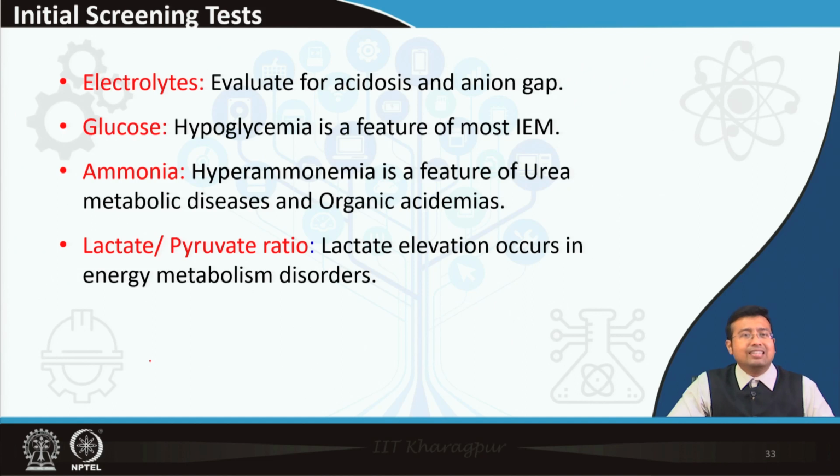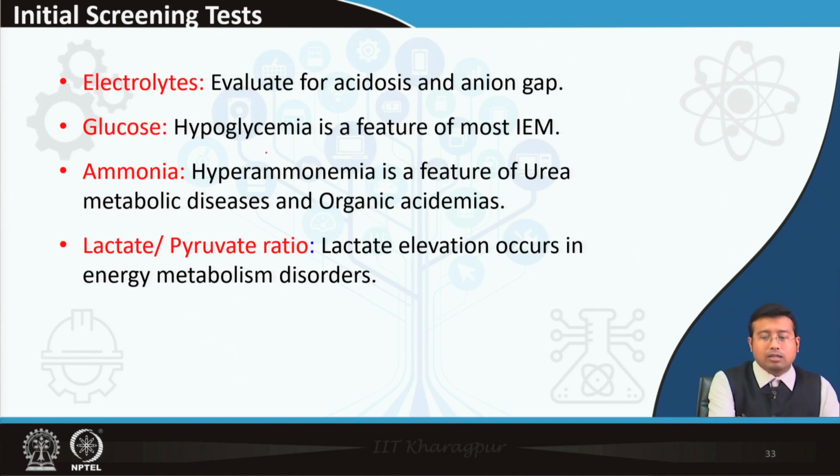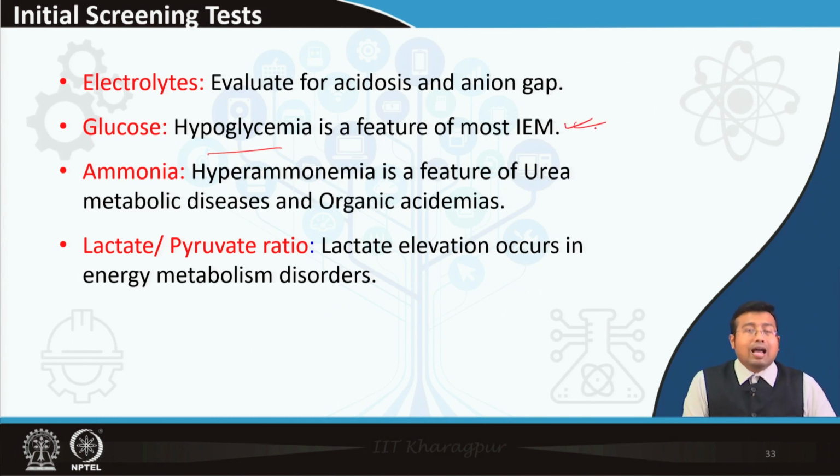So what are the initial screening tests? Initial very basic tests that can be done are electrolytes to evaluate the anion gap and acidosis, okay, because in many such cases the metabolic acidosis leads to a raised anion gap, or even in case of normal anion gap we can actually classify the disease based on their findings. Glucose: hyperglycemia is a feature of most inborn errors of metabolism, okay. Ammonia: hyperammonemia is common in case of urea cycle disorders and organic acidemia. So plasma ammonia is one important parameter that we should be considering in initial screening.